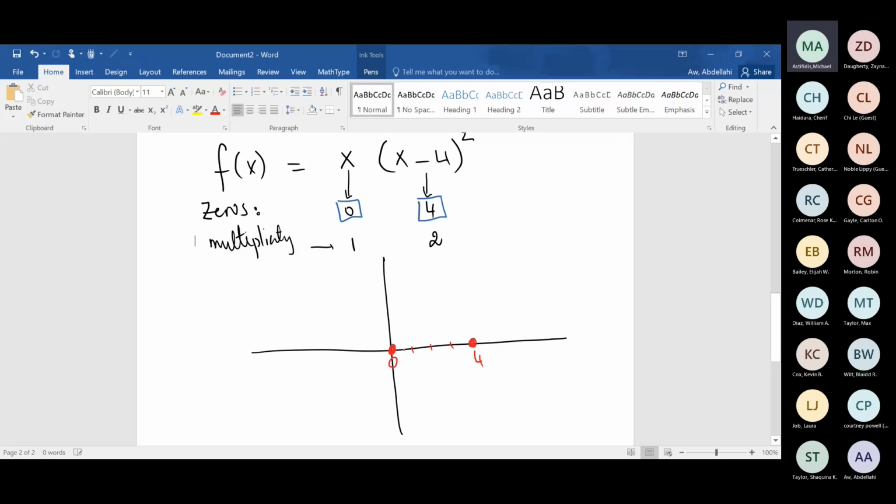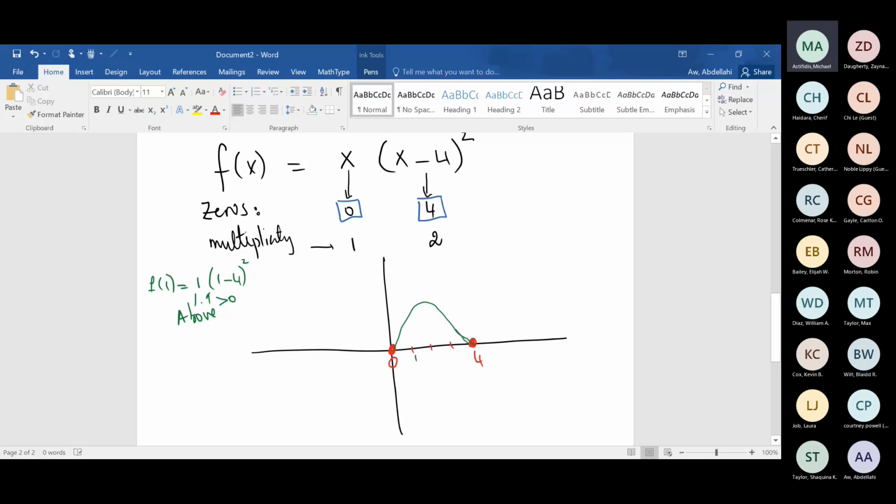Okay, now look. What test point did you get between 0 and 4? Somebody tell me, what test point did you pick? 1. You picked 1, right? So I get f of 1 is equal to 1 times (1 minus 4) squared, which is 1 times 9, which is positive, right? Where does the graph lie, above or below? Above. The graph lies above the x-axis.